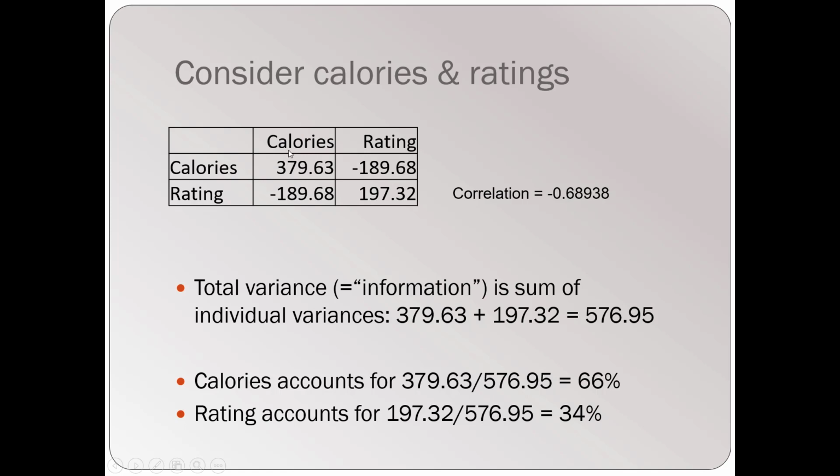Okay, and we can run a correlation analysis and then find that the diagonal values are the variances. So calories has a variance of 379.63, rating has 197.32, and off diagonal is the covariance between the two variables. The off diagonal will be the same because the covariance between calories and rating is the same as the covariance between rating and calories, the same two variables. Okay, so we're going to omit the covariance.